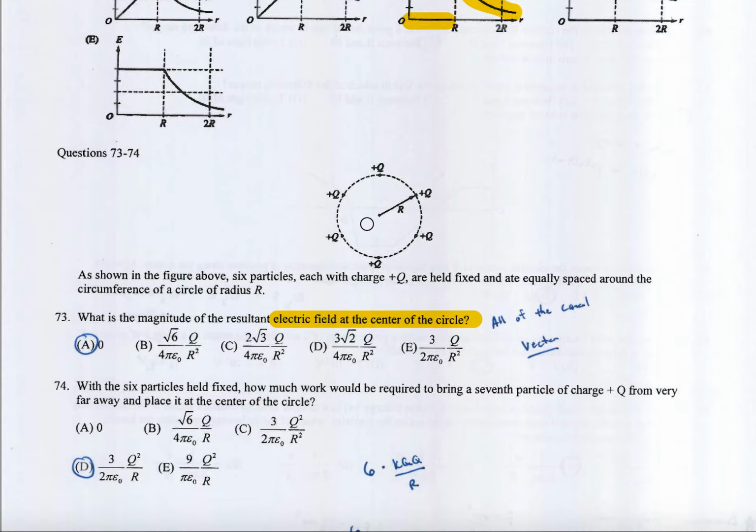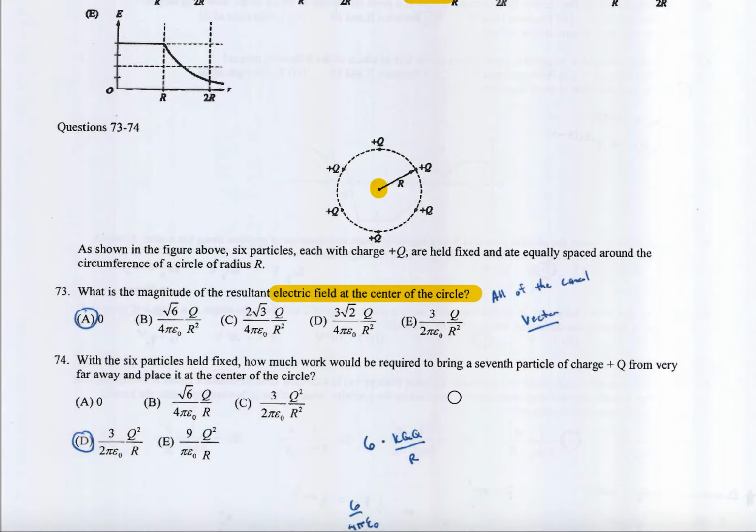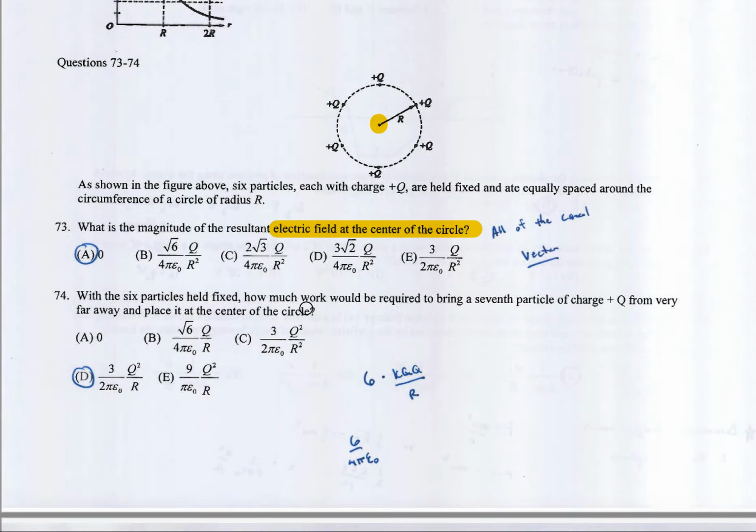E field at the center. Remember, it's a vector. So in the center here, all the electric fields are going to cancel because they're symmetrically around that point. Now, the work done to take a charge, so you get a charge way over here, and we take that charge and we slap it in there, right?